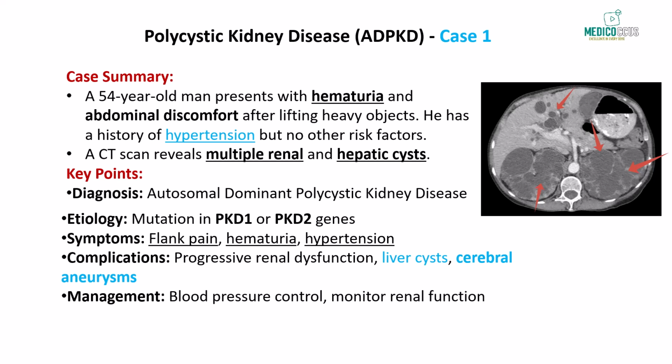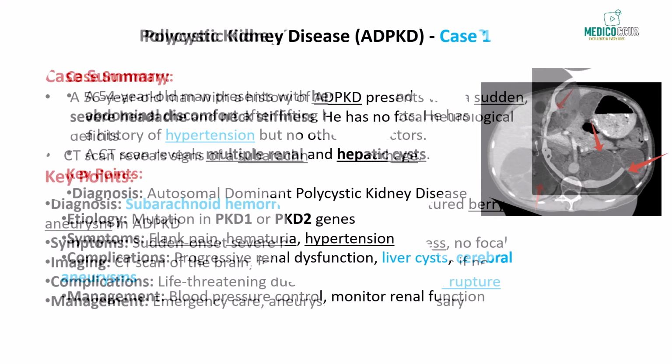This is a genetic disorder caused by mutations in the PKD1 or PKD2 genes that lead to cystic enlargement of the kidneys. Patients often remain asymptomatic until their 4th or 5th decade of life, but they may experience symptoms like flank pain, hematuria, and hypertension. The key diagnostic finding here is multiple non-enhancing cysts on imaging, which are typically smooth-walled. Other important manifestations include liver cysts and cerebral aneurysms.